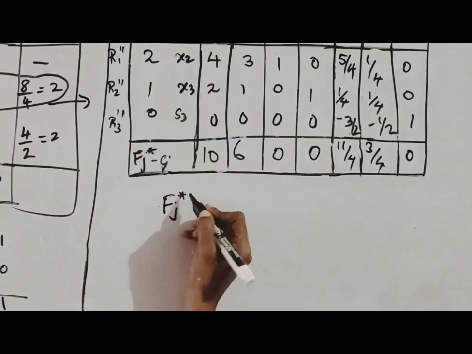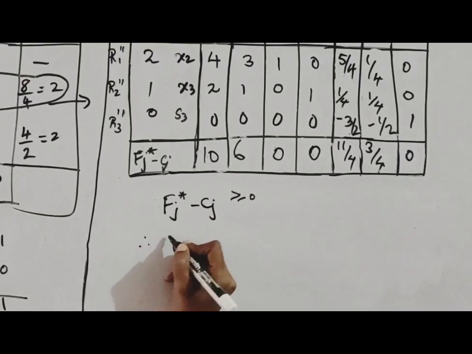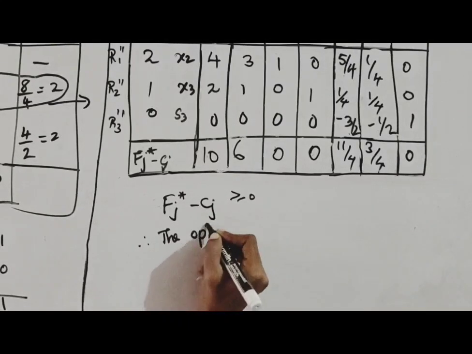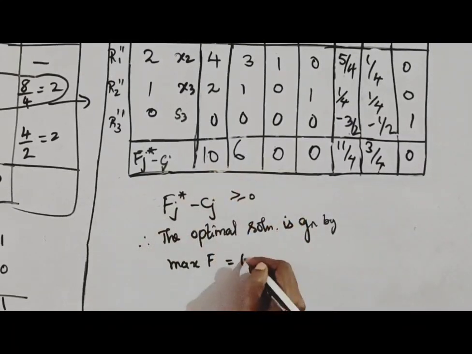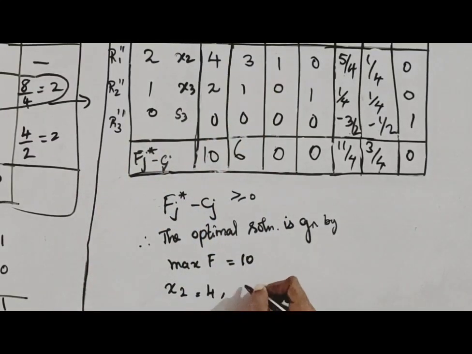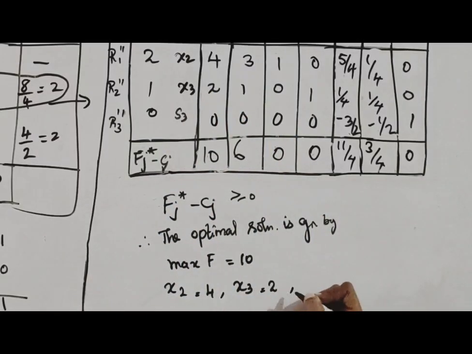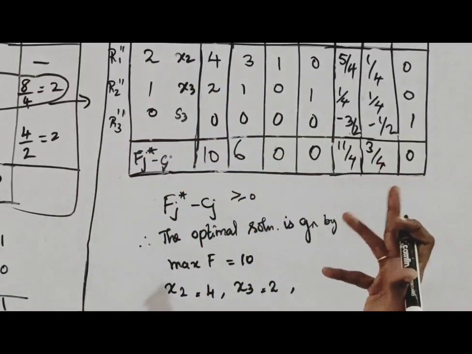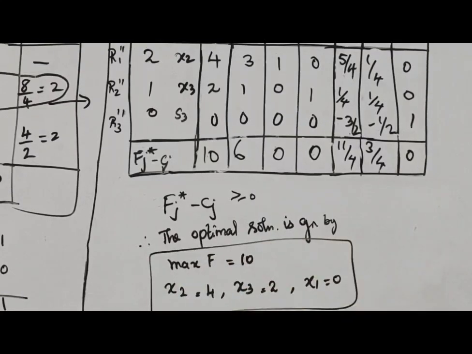Fj star minus cj greater than or equal to 0. Therefore, the optimal solution is given by maximum f is equal to 10, x2 is equal to 4, x3 is equal to 2, and here the x1 value is not obtained, therefore x1 is equal to 0. This is the optimal solution for the given problem.